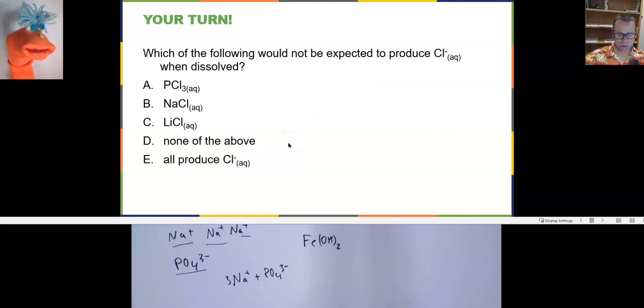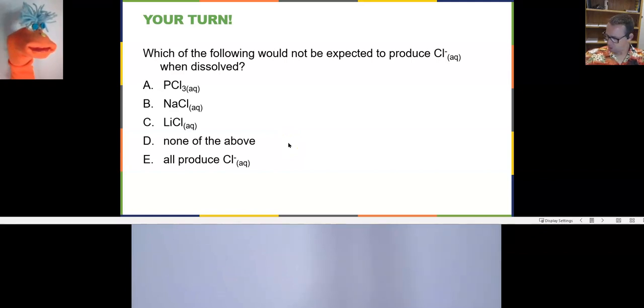All right, so looking at these compounds, which one will not produce the chloride ion when placed into solution? Any ideas here? Oh, they all have the chloride ion. Maybe it's all produce? I feel like there's got to be a trick here, though. Hold on just a second. Okay, why don't you at home sit and try to think about it too? I don't know this one.